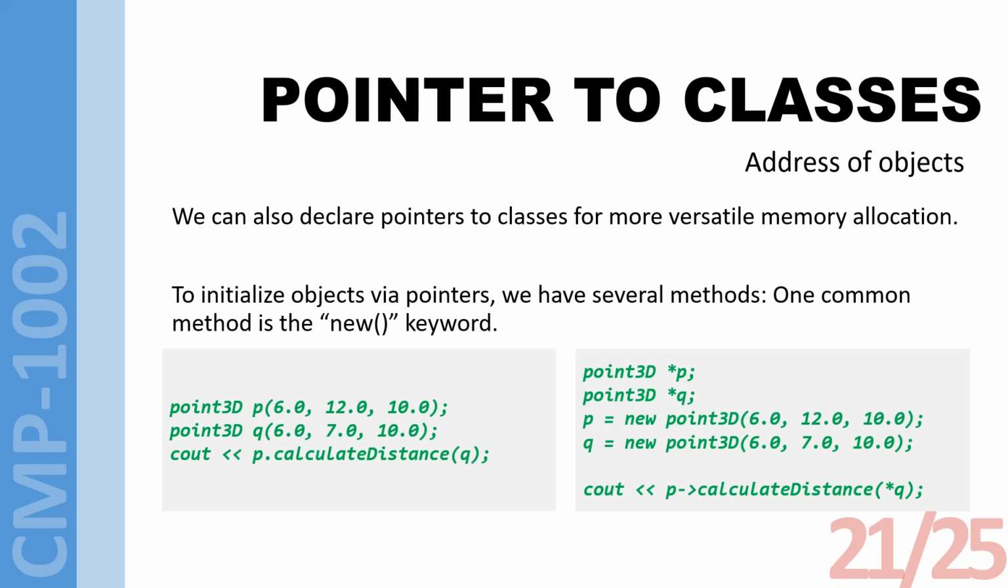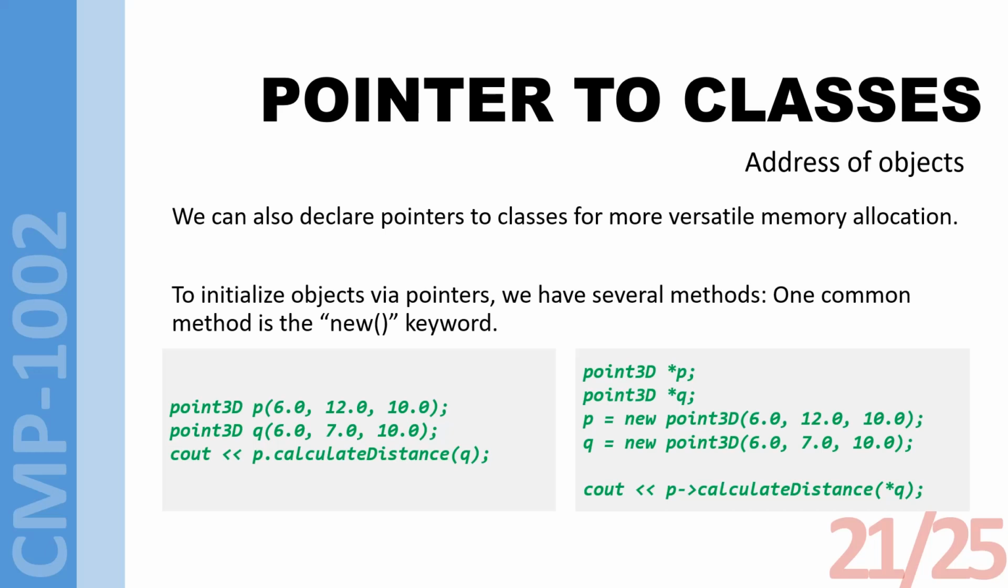To initialize objects via pointers, we have a couple of methods available for us. And one common method is the new keyword. In the code piece on the left hand side of this slide, I'm just declaring two objects, p and q, as normal. And since p and q are actually objects, I can just use the dot notation to access any public field, or I can use it to access any public function of the Point3D class by saying simply p.calculateDistance(q), for example.